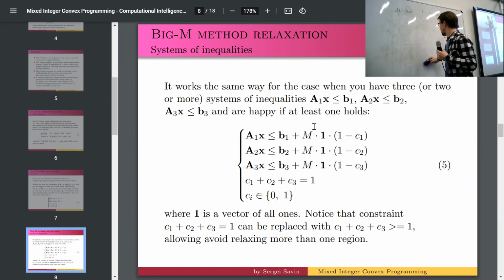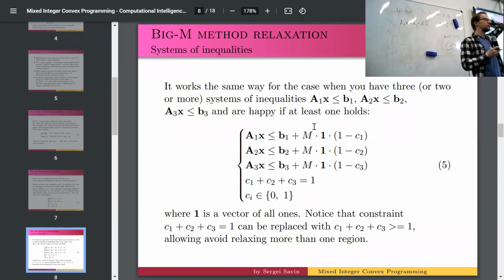So in order to make an inequality of this type hold, we need to add M, but M should be multiplied by a vector of ones. Why? Well, because there are n equations here. So that's why. Dimensions should agree, basically.